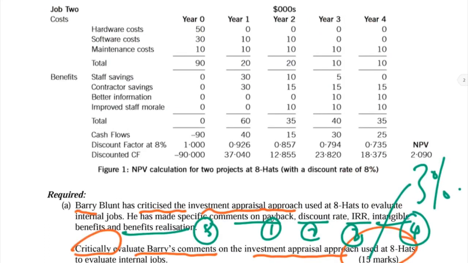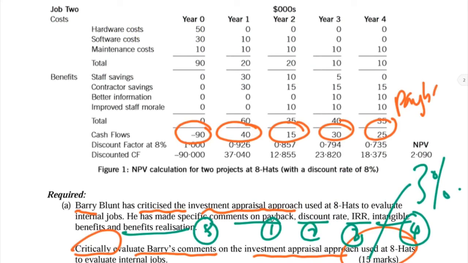Come to job 2. Same as job 2 here. Take the negative 90, compare with 40, 15, 30, 25, and try to calculate the payback. Tell me, which one would you choose based on payback? Suppose you need to choose the shorter, the better. The faster for you to take back the money, the better, remember? So if you choose based on payback, are you going to choose job 1 or job 2?